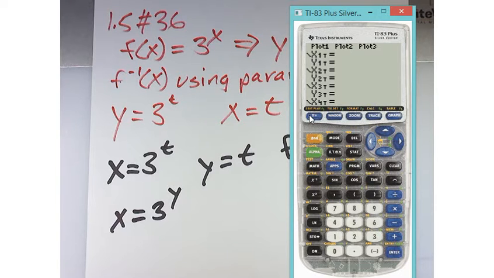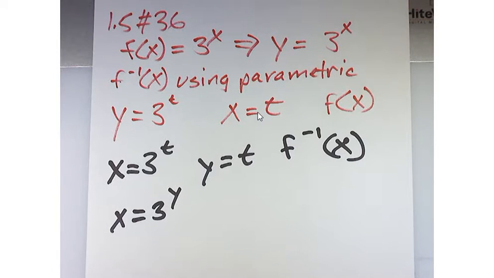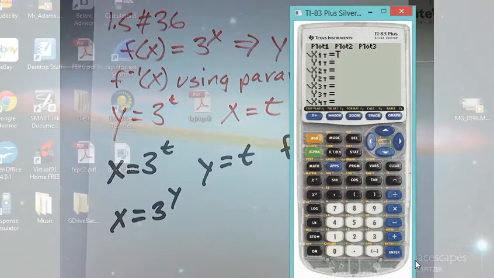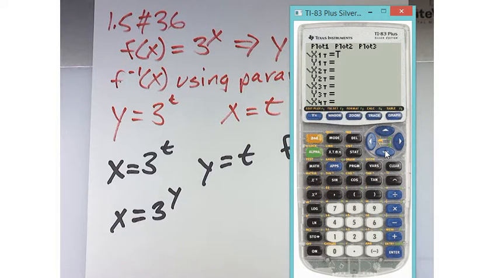My original function was 3 raised to the t. Oh, I am so sorry, it's just x equals t. I'm doing the stuff in red. So if I graph this, that's what I'm graphing. And then y equals 3 to the t. There we go.